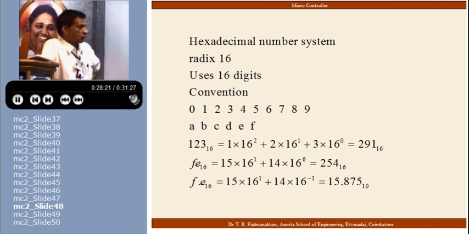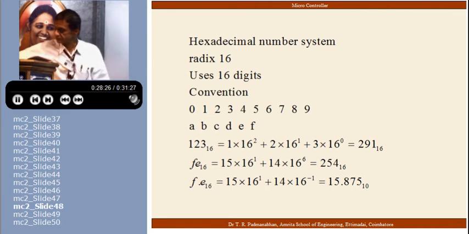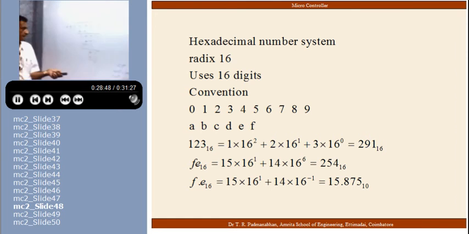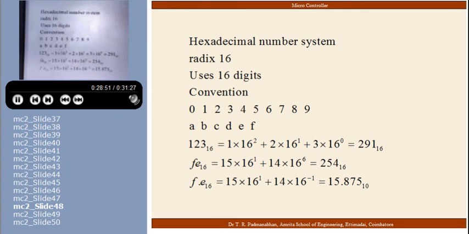It has a value 291, whereas if I represent it to the base 8, it had a value only 83. Same way, if I take hex number FE, it is 15 multiplied by 16 raised to 1, so that has weightage position 1. Then E with weightage 0, so 14 into 16 raised to 0. That gives me 254. Is it alright? 240 plus 14, 254. Is it okay?